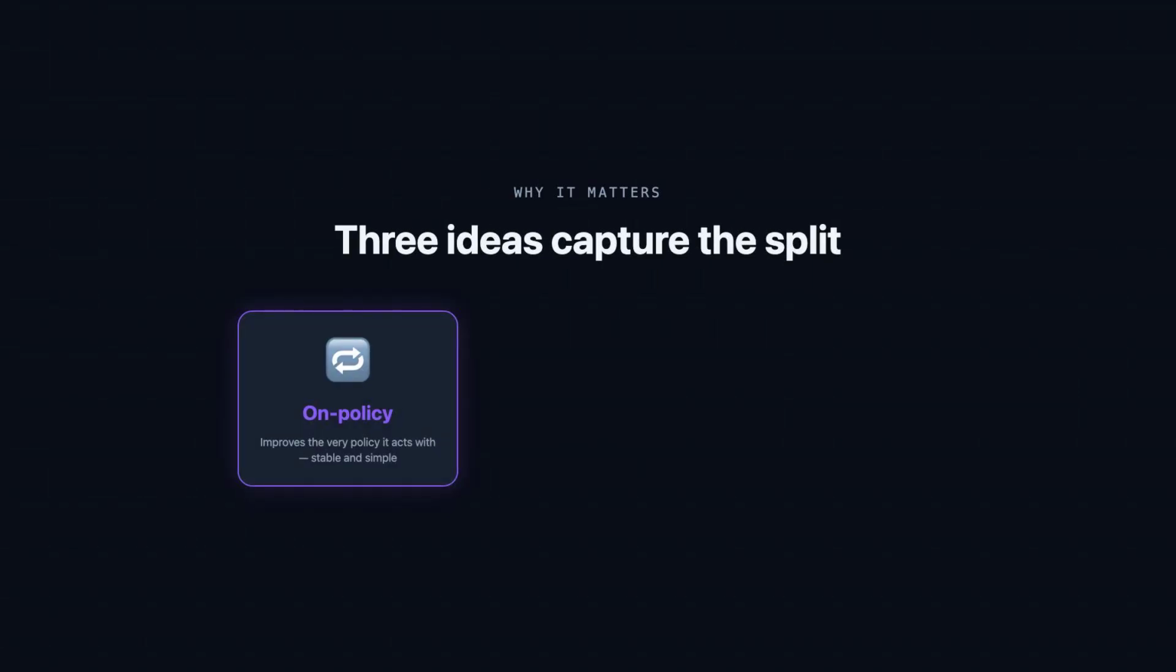Boil it down, and three ideas capture the whole distinction. Acting and learning can share a single policy. That's on-policy learning, where the agent improves the very strategy it uses to explore, so its data always matches its current behavior, making it stable and simple to reason about, though it has to discard that data after every update.